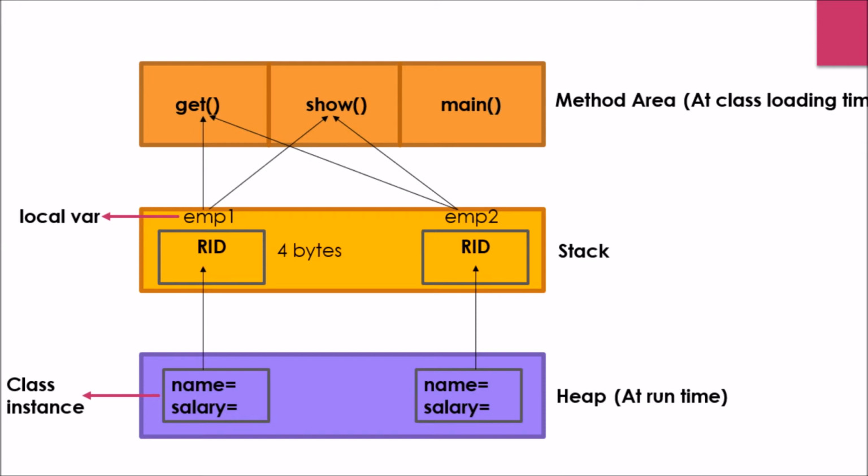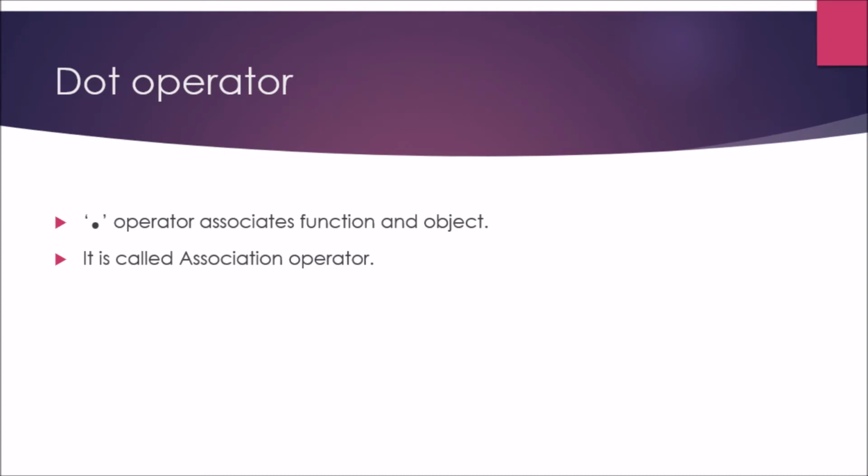As I told you, all the functions are getting memory only once, and all those functions are shared by all the objects of a particular class, right? And whenever you call a function using a particular object's reference, how will the function know which reference has called it, right?